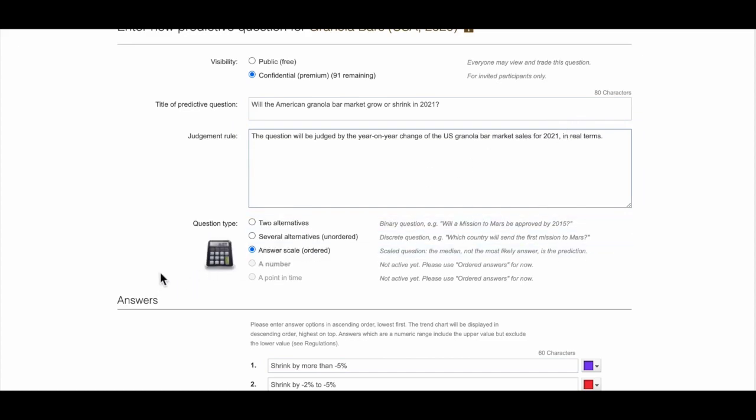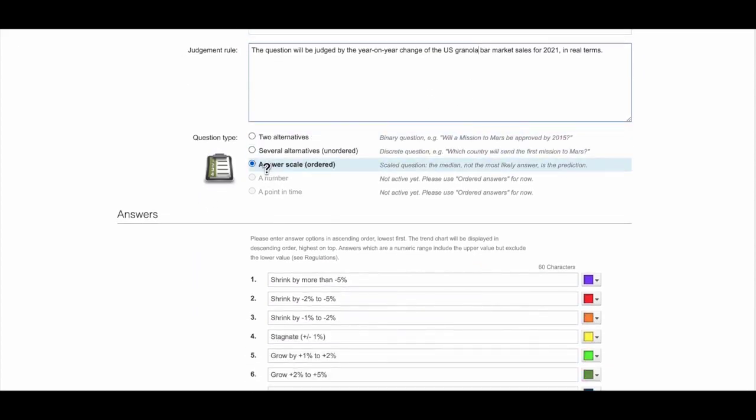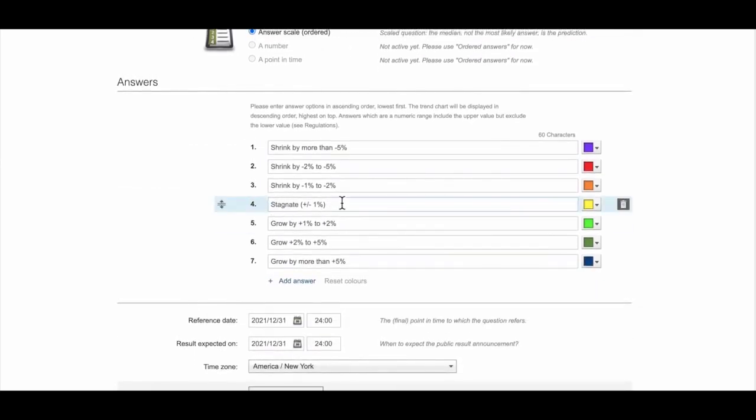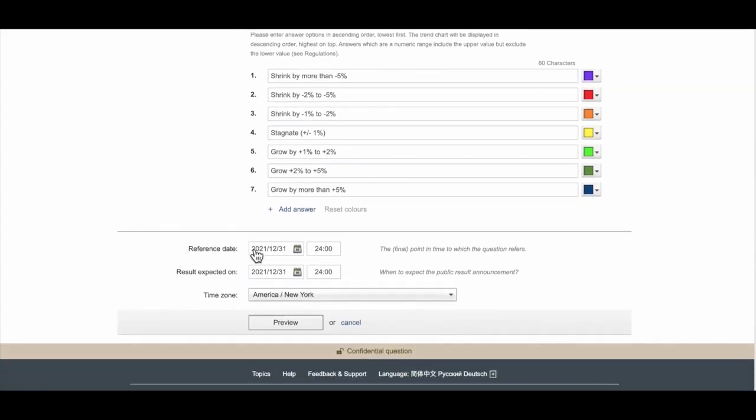Here you can see how favorable it is to use the answer scale. I've put here the stagnation scenario into the middle and defined high shrinkage and growth at, so to say, the maximum which we can imagine given recent market behavior. Obviously this cannot be done quickly.